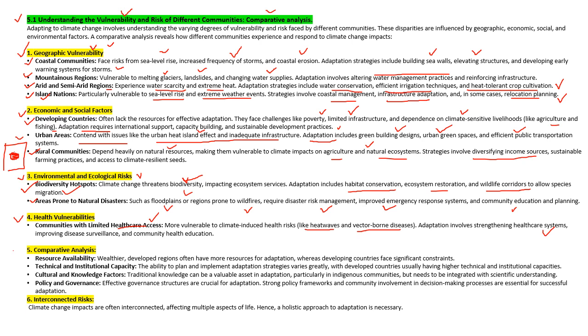And now we come to the fifth point, which is comparative analysis. In the comparative analysis, you have to see the resource availability. You have to see the technical and institutional capacity. You have to see the cultural and knowledge factors. You have to see policy and governance. So wherever there is a deficiency, where the knowledge illiteracy is more, you have to go for spreading the information.